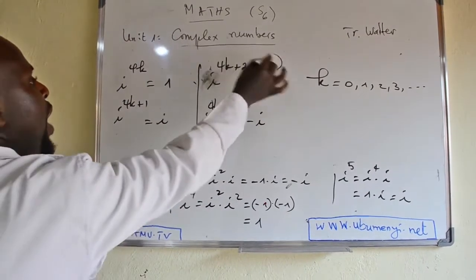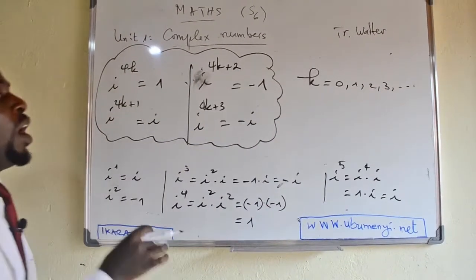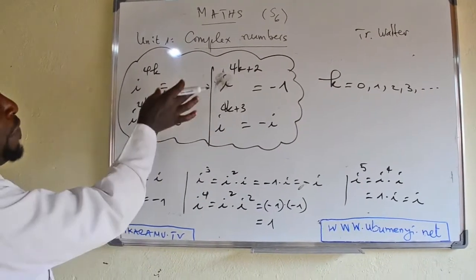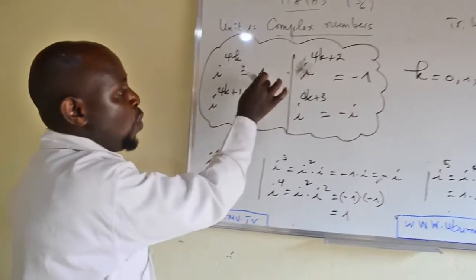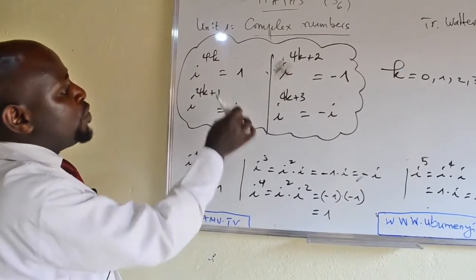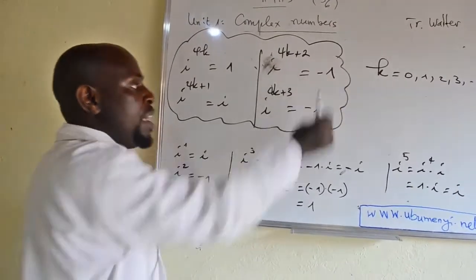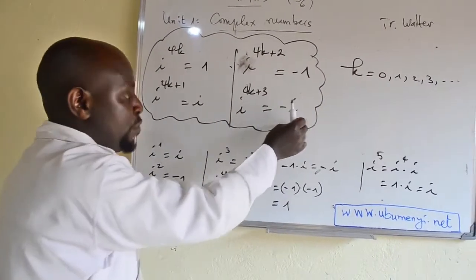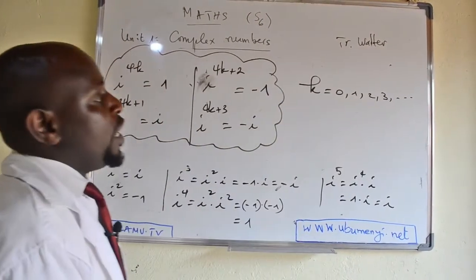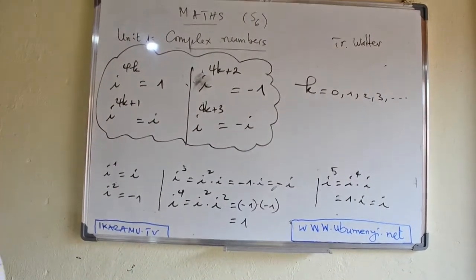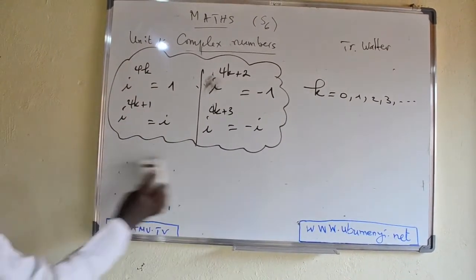So wherever we have i power any number, we can now bring it to the factors of 4. We divide by 4. If the remainder is 0, we shall have 1. If the remainder is 1, we shall have i. If the remainder is 2, we shall have -1. If the remainder is 3, we shall have -i. So always we remember that k should be 0, 1, 2, 3, etc.